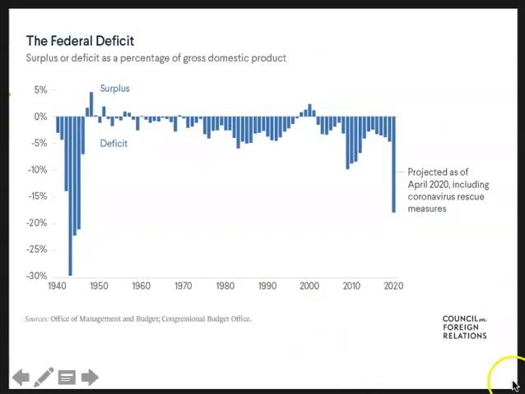So here's the very current one. This is April of 2020. You can see that the budget deficit right here, this is the federal budget deficit as a percentage of the GDP. Way back, this is 1946. Now in the year 2020, this includes some of these coronavirus rescue measures, but not everything just yet. So right now it's about 17% of the GDP.